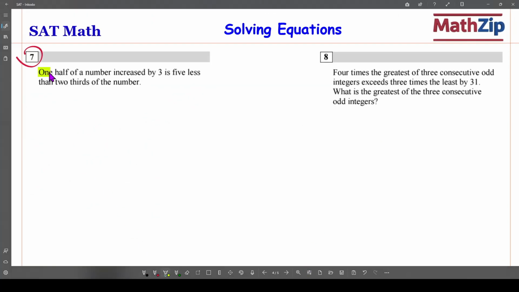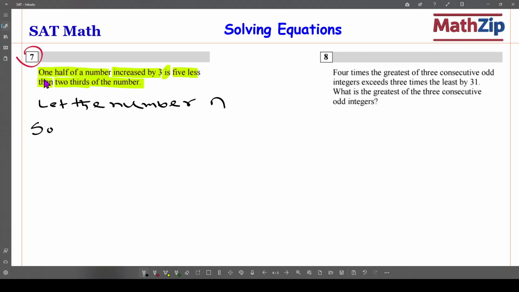Number 7: 1/2 of a number increased by 3 is 5 less than 2/3 of the number. So what do we have to find out? Let's think n. n is a number. Let the number be n.